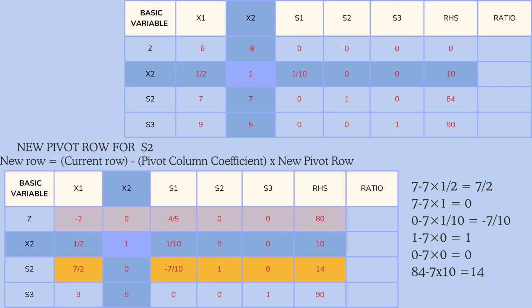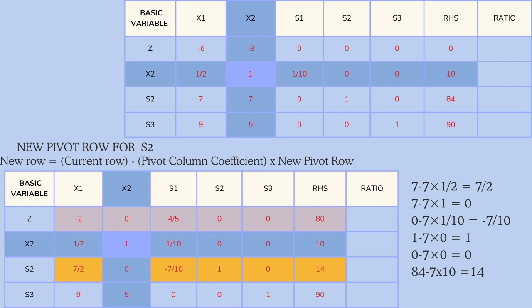So, sa current row, ito yung 7, 7, 0, 1, 0, 84. Then, yung pivot column coefficient is yung 7. Then, sa new pivot row naman, kagaya lang din siya sa Z, which is yung 1 half, 1, 1 over 10, 0, 0, 10. So, ganun pa rin naman yung formula. Yung new row is equals to current row minus pivot column coefficient times new pivot row.